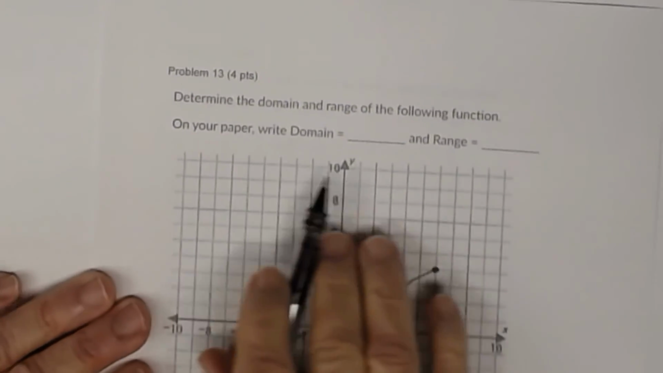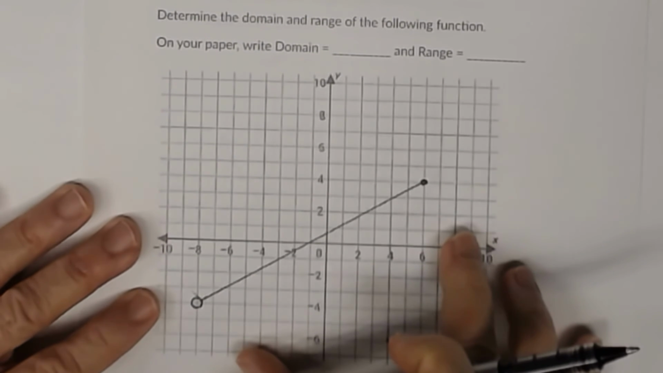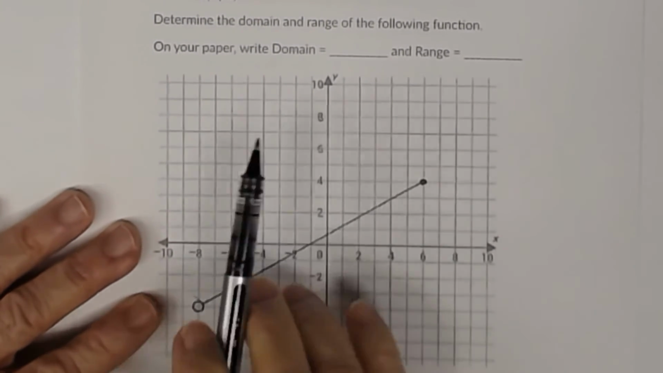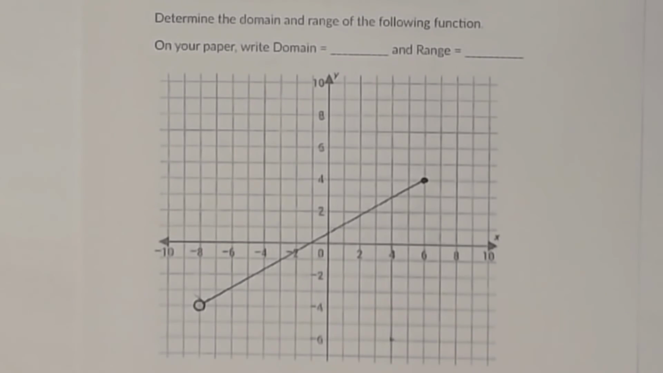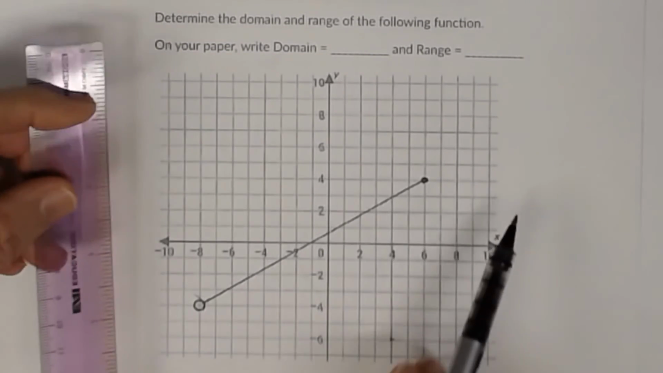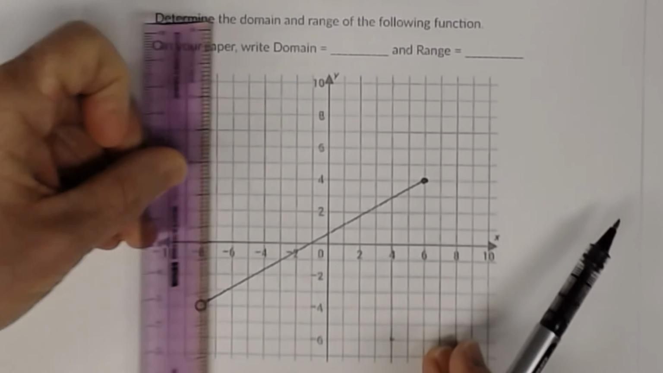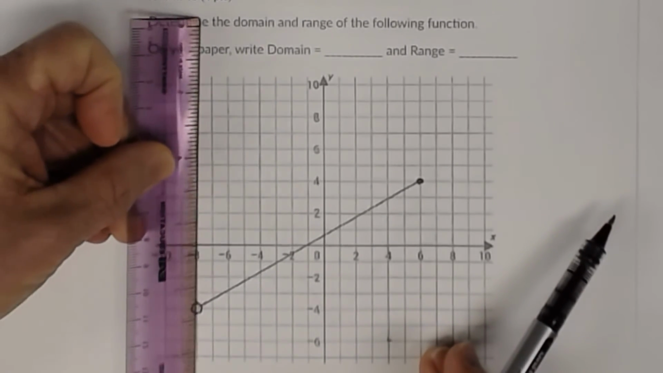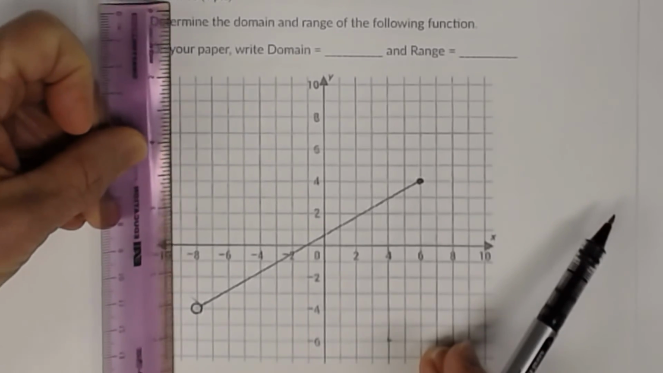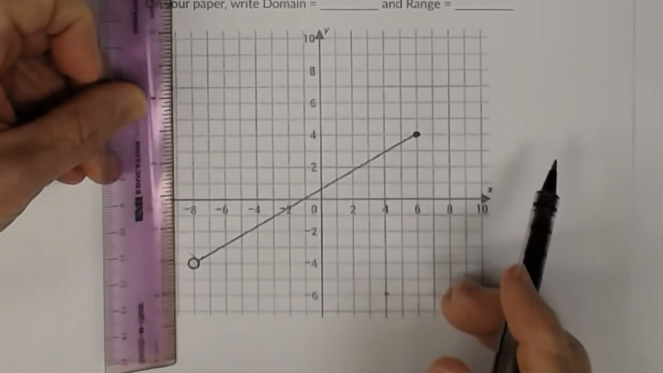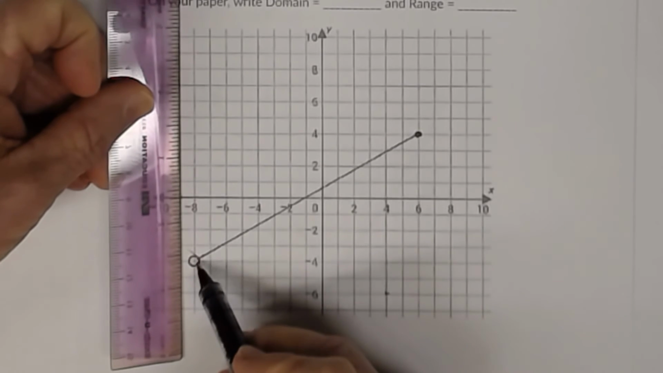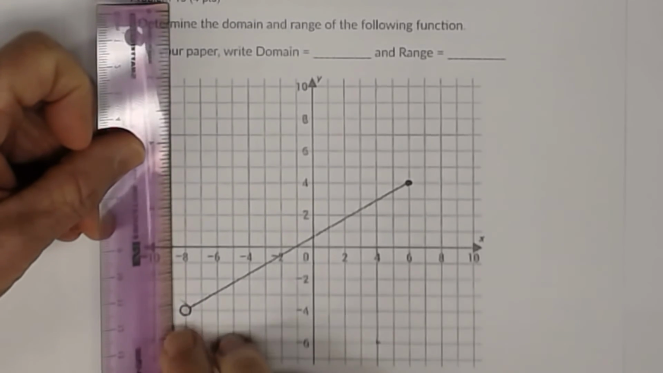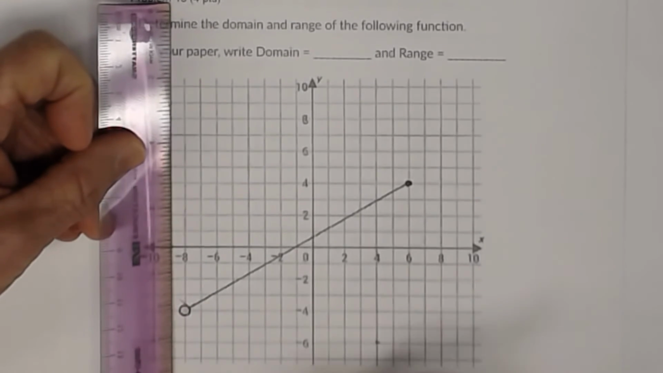Okay, 13, so you're given the graph of a function and you want to find the domain and range. So remember, the domain is a set of x coordinates. Now, if you need to, you may want to use a straight edge to help you with this. So you're going to go along the x-axis and you're going to see where your x values start. Notice this is an open circle, that's a closed circle, so remember what that means. Open circles, parentheses; closed circles, brackets.